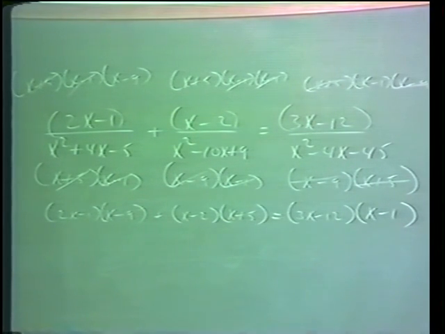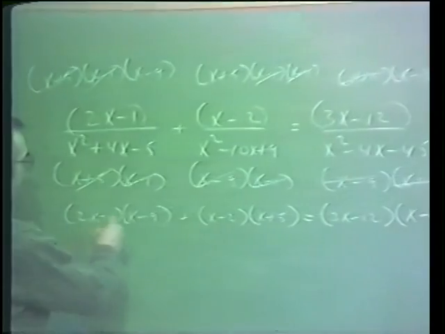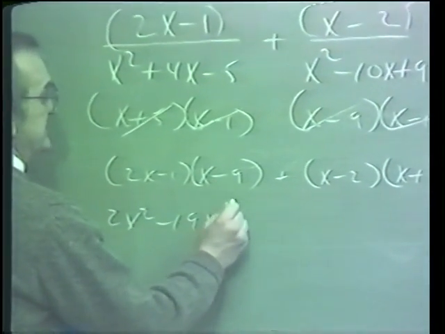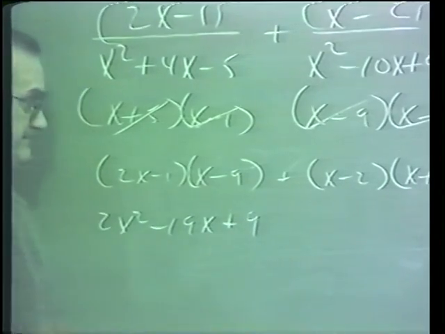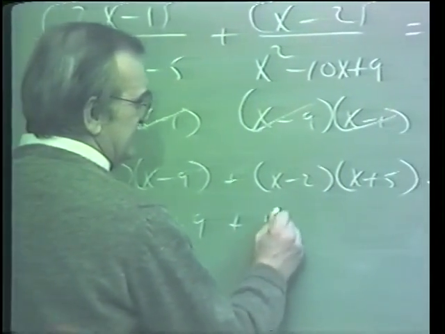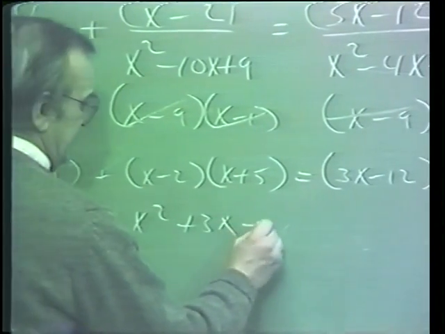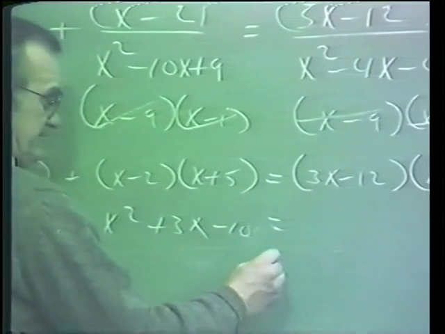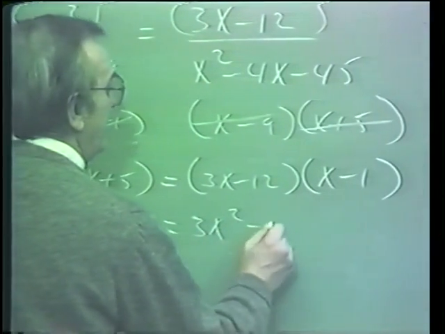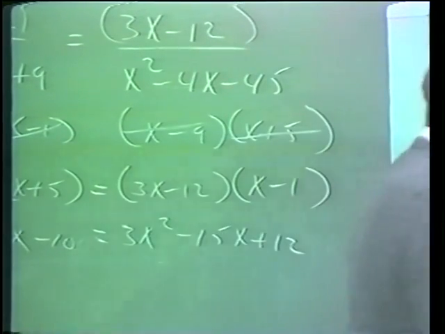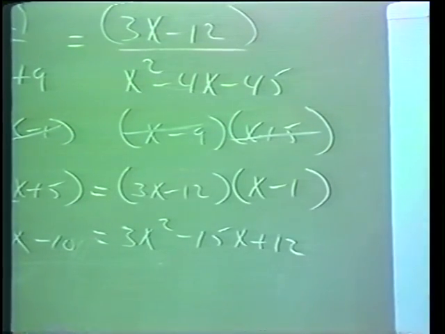Okay? So the next step says, hey, clear parentheses. Well, we have quite a few parentheses here. We clear them. We FOIL. We come out with 2x squared minus 19x plus 9 plus x squared plus 3x minus 10 equal 3x squared minus 15x plus 12. And there the parentheses are removed.